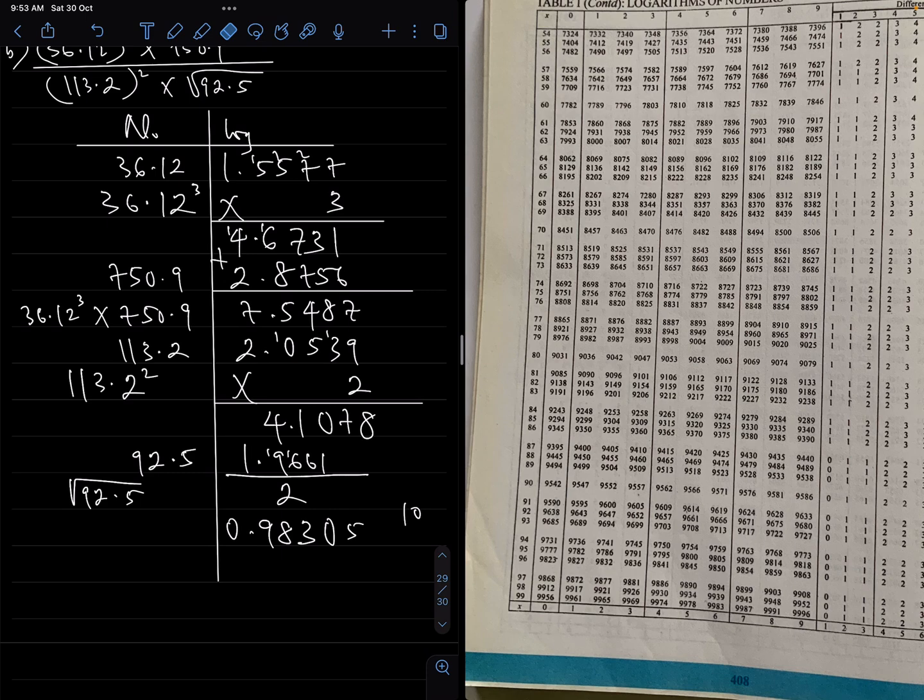But I want to write it in 4 decimal places. So this is 5, so I'll add 1 to this one. Do you understand? Yes, correct to 4 decimal places. So it will be 0.9831. So if you were to do that yourself, you do it on a rough paper, so that you know whether you need to approximate or not.